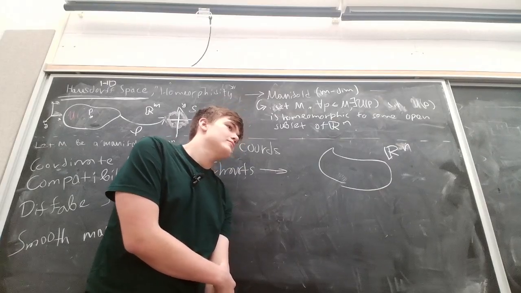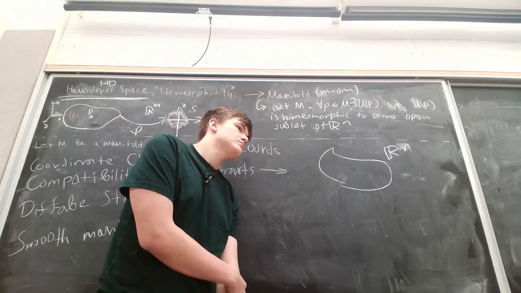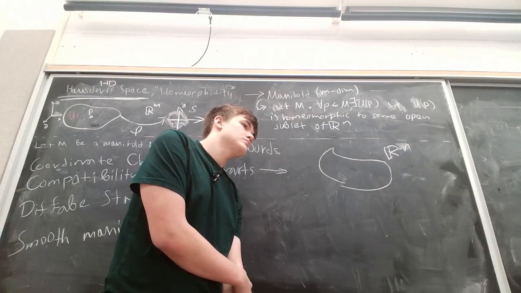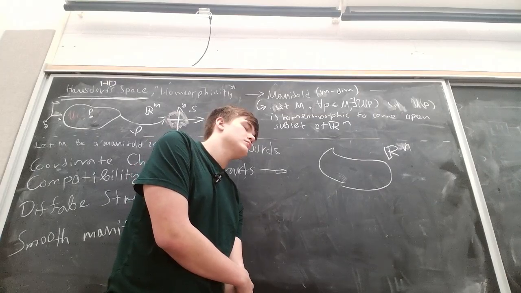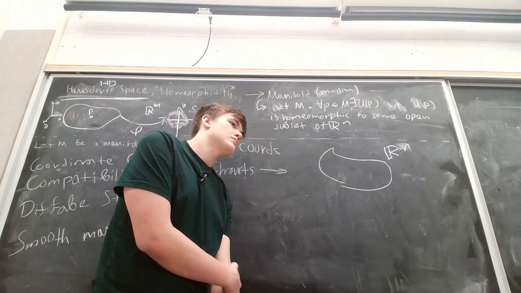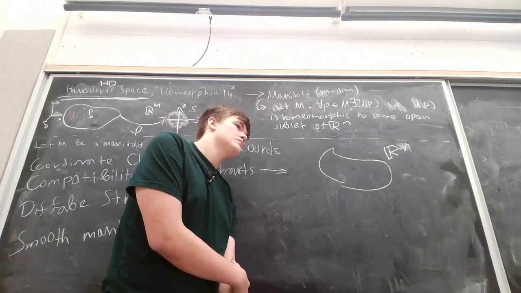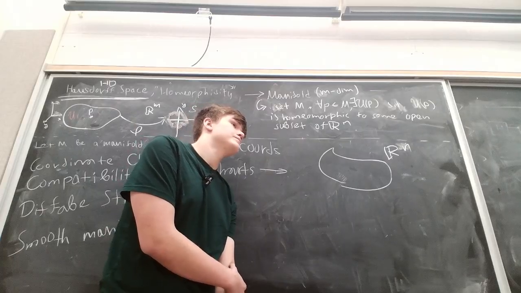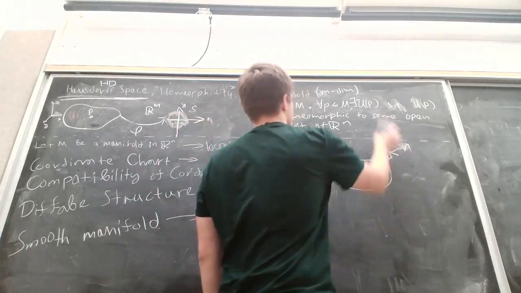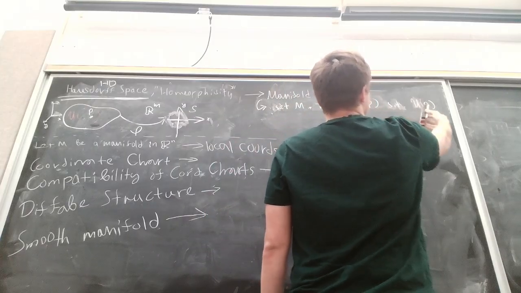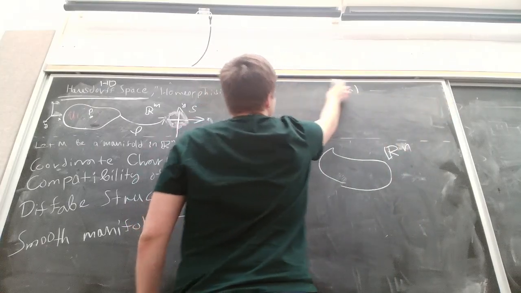I have some collection of UIs equipped with phi i's, where every point of the manifold lies in some UI, and the phi i is a bijective map between UI and some open set of Rn, and the transition maps are continuous. So try and write that down, and then we will discuss. Write it on the second board, and we'll draw some pictures. Just erase that, and we'll start on the second board.